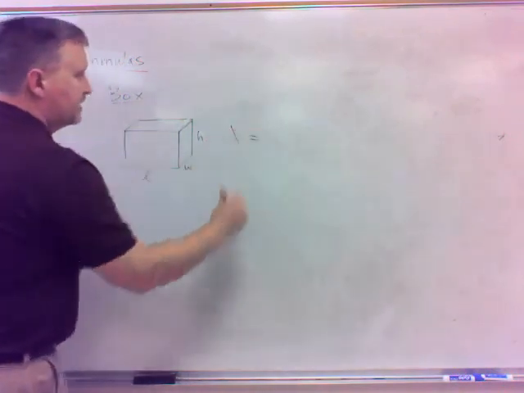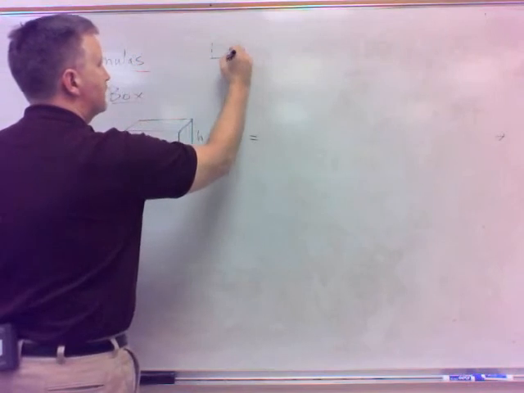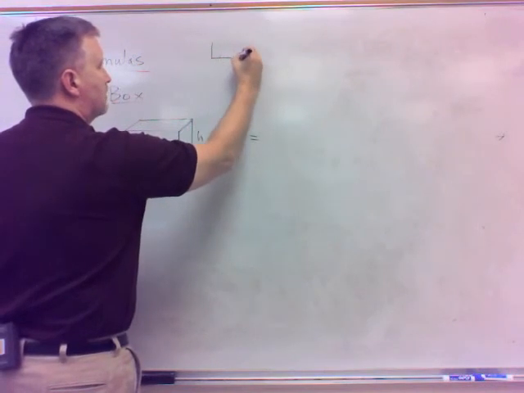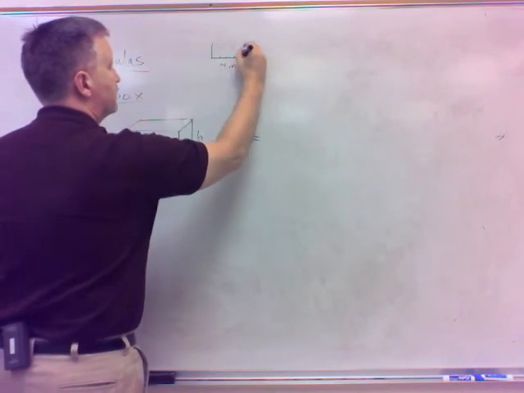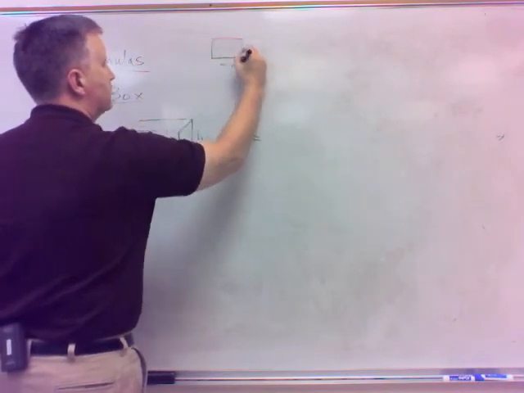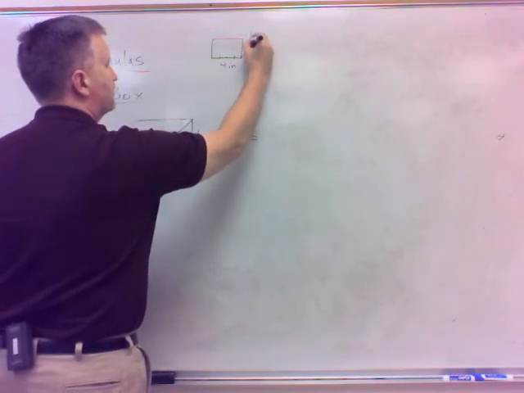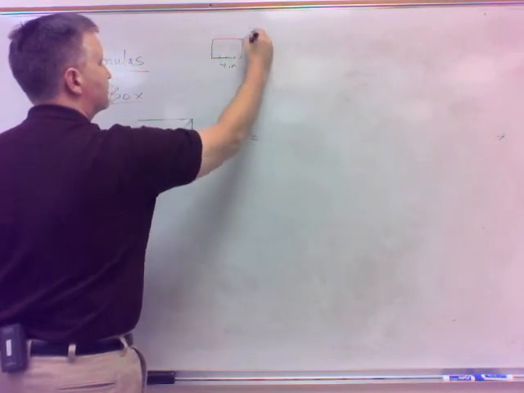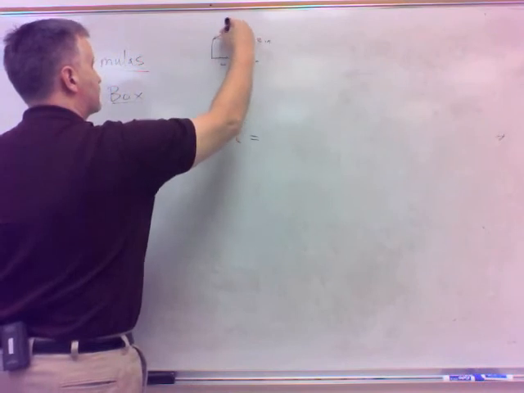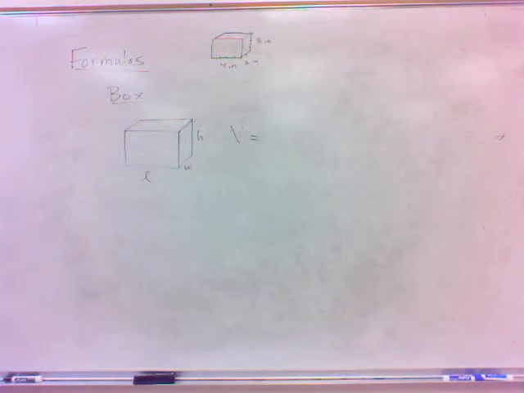For volume, well, let me just draw an example here. Let's say we've got a 4 long box, 4 inches long box. All right, then it's going to be 2 units wide, 2 inches wide, and then 3 inches high. All right, so there it is. 4 length, 2 width, and 3 is the height.